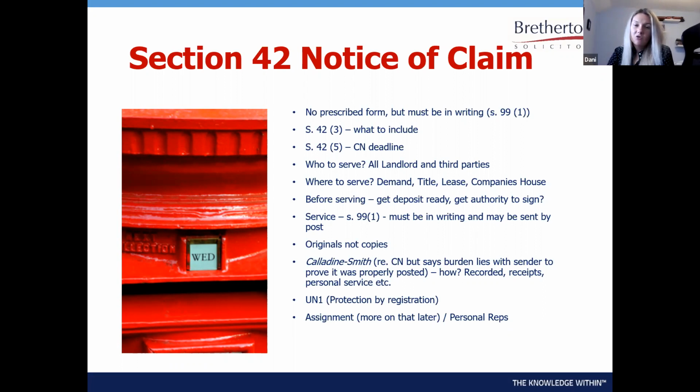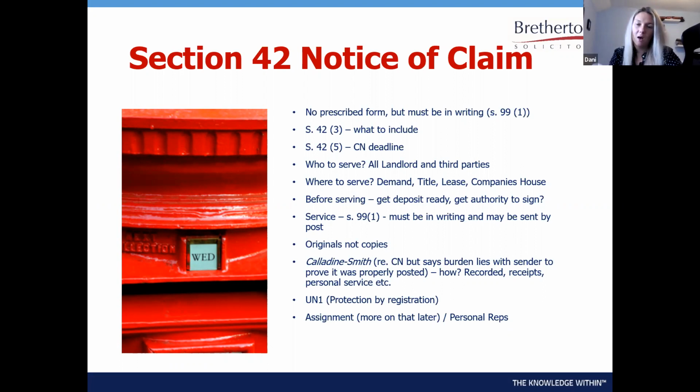And finally, just to mention assignments. We do touch on that at the end, so I won't go into too much detail on that yet. And Verity's also mentioned, or she hasn't yet, she will, personal representatives. So if it's a bit outside of the norm, if your tenant is looking at selling, or if you have somebody who's looking at buying, you might need to consider assignments.